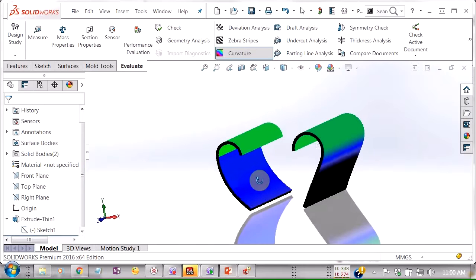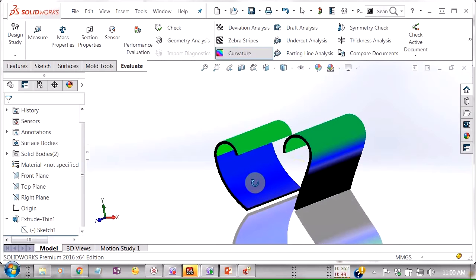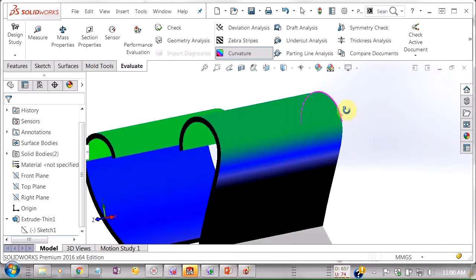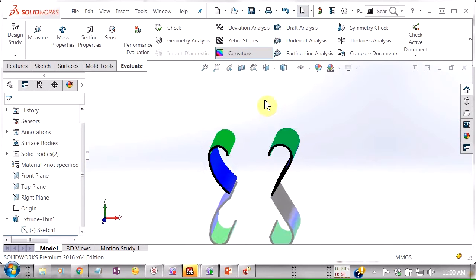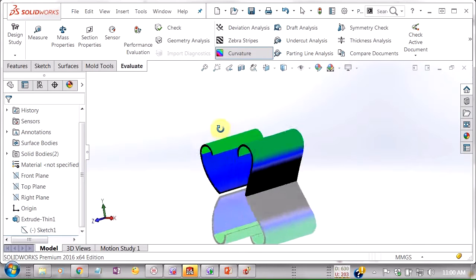So it really depends on your application. If it's anything that's going to be held or needs to look good, you're really going to always want to have these curvature continuous, having these nice blends of curvature over your shapes. Okay, so I just wanted to talk about looking at the difference between tangency and curvature continuous today.